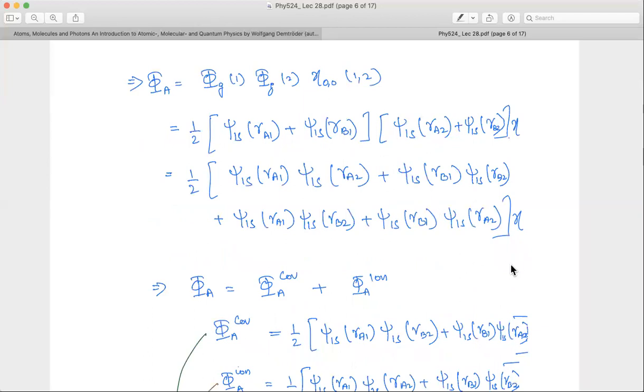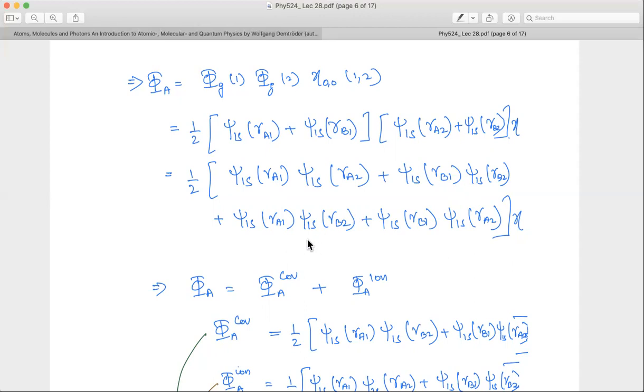If you multiply, you will start getting terms like psi 1s RA1 times psi 1s RA2. Here 1 and 2 are the labels of the electrons, and A and B are the labels of the nucleus. If you look at the first term, it implies that electron one is on nucleus A, and electron two is also on nucleus A. In the second term it is a similar thing, but now both the electrons are attached to nucleus B.